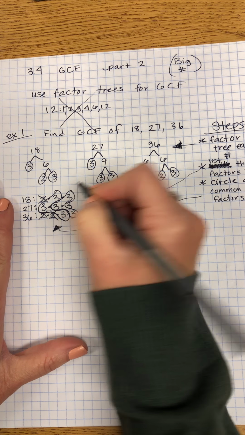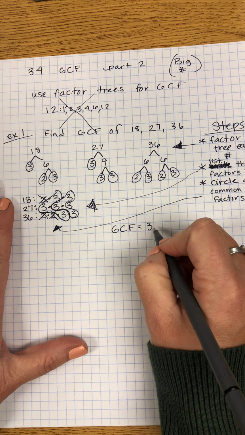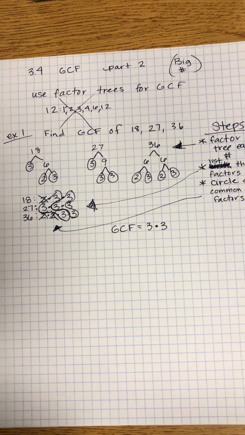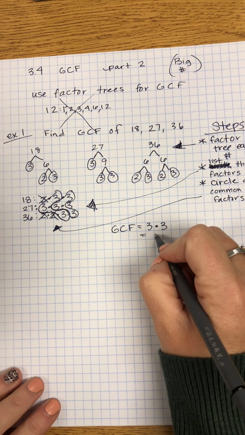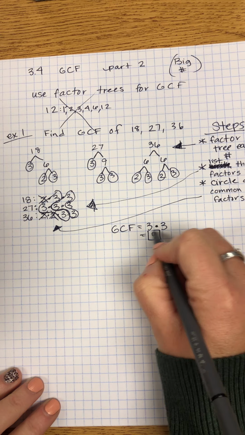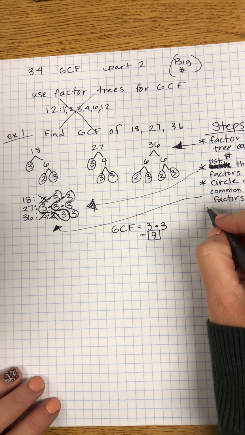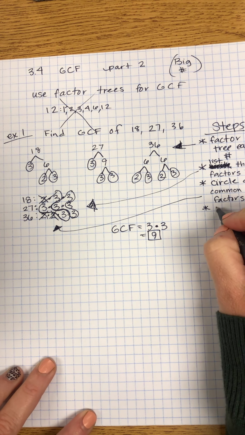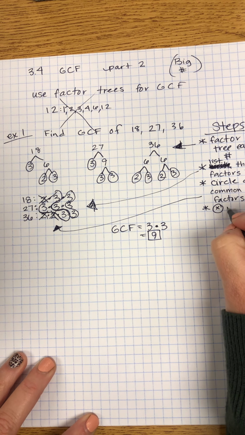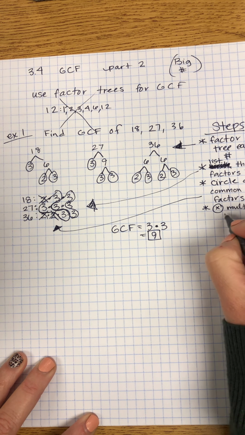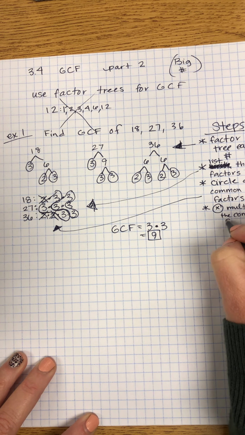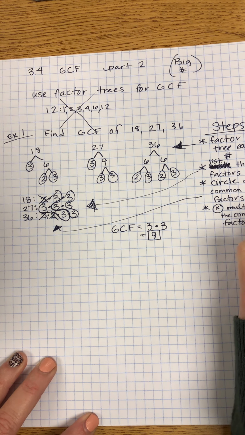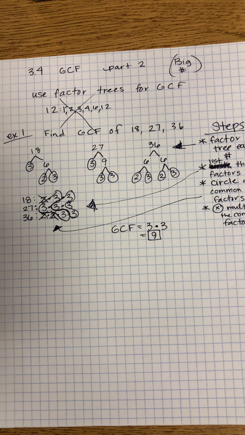It's kind of a squiggly circle. There's 1 3 in each group. So there are 2 3s that are common, which means GCF is equal to 9. So our very last step is to multiply the common factors. Okay, I'm not going to write the steps again, but we are going to do a couple more problems.